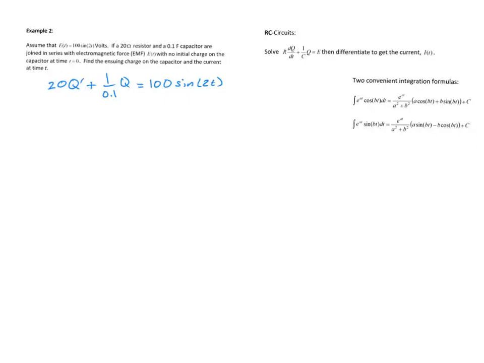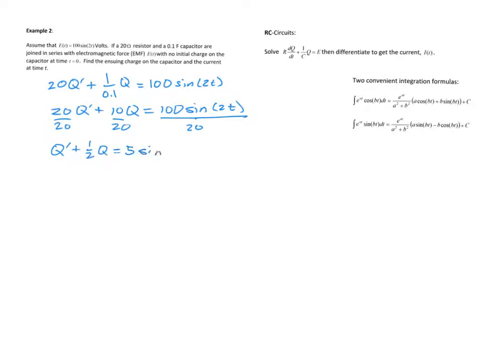Once again, we need to put this into standard form. Fastest thing to do is take the 0.1 and take the reciprocal, so that's actually 10 times Q is equal to 100 sine of 2t, and then divide everything through by 20. So we end up with Q prime plus 1/2 times Q is equal to now 5 times the sine of 2t.